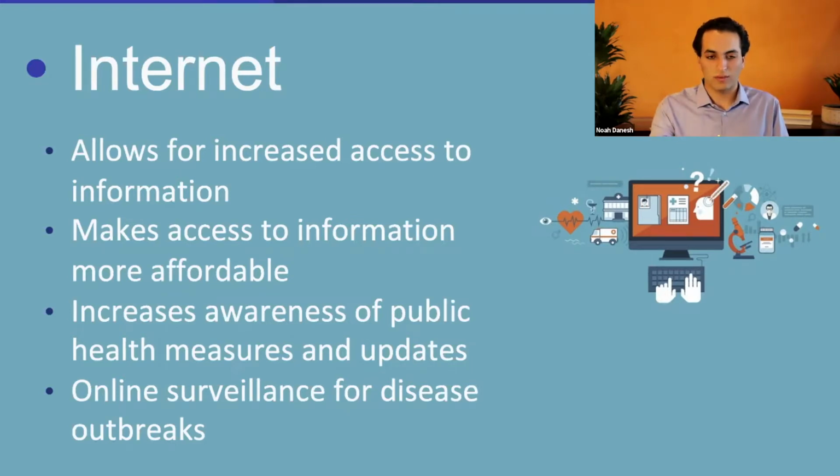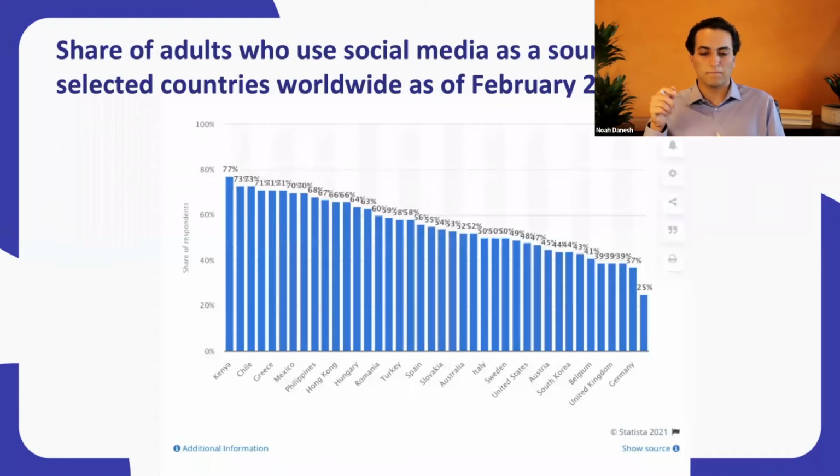There are the issues with it, which we will talk about. One of those issues comes from social media. So if we look at the share of adults who use social media as a source of news, this is back in February 2020, you can see that it's extremely high in most countries. The United States is there towards the center at nearly 50% using social media as a source for news. And this is where the internet can start to become an issue.